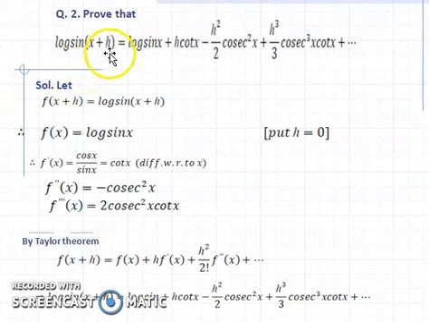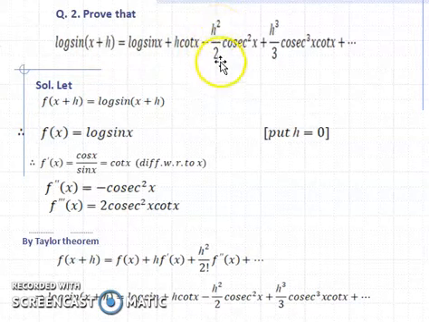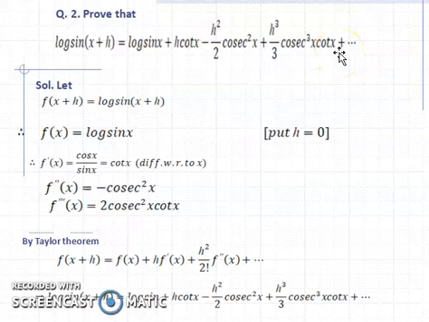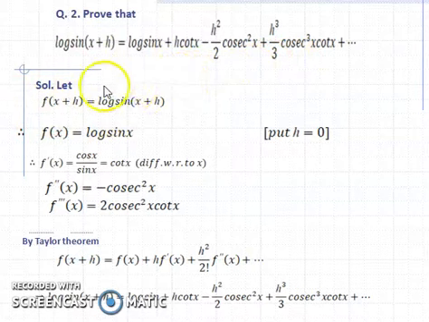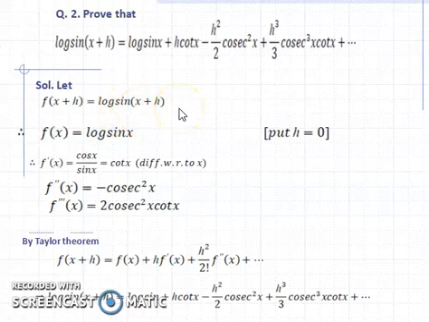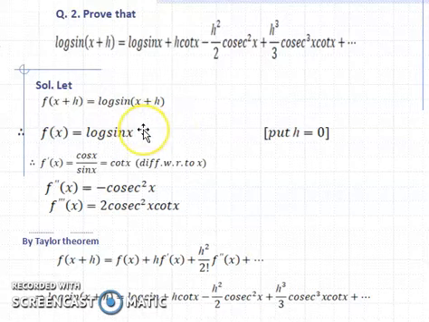log sin(x+h) = log sin x + h cot x − h²/2 cosec² x + h³/3 cosec³ x cot x + ... We have already followed this process in previous problems. Let us suppose f(x+h) = log sin(x+h). On substituting h = 0, we get f(x) = log sin x.